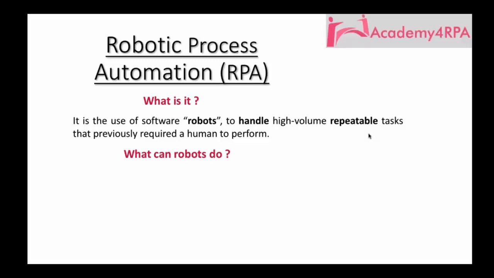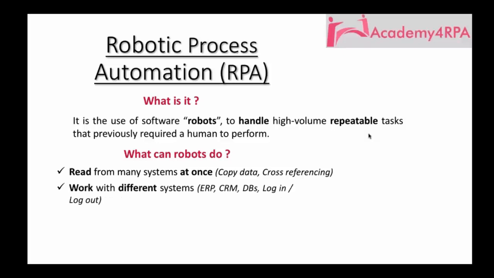So, what can robots do? A robot or software can read from many systems at once. Basically, it can copy data from one system and supply it to another system. It can work with different systems such as ERP, CRM, and databases. So it logs in to the system and, after performing certain tasks, logs out from the system.